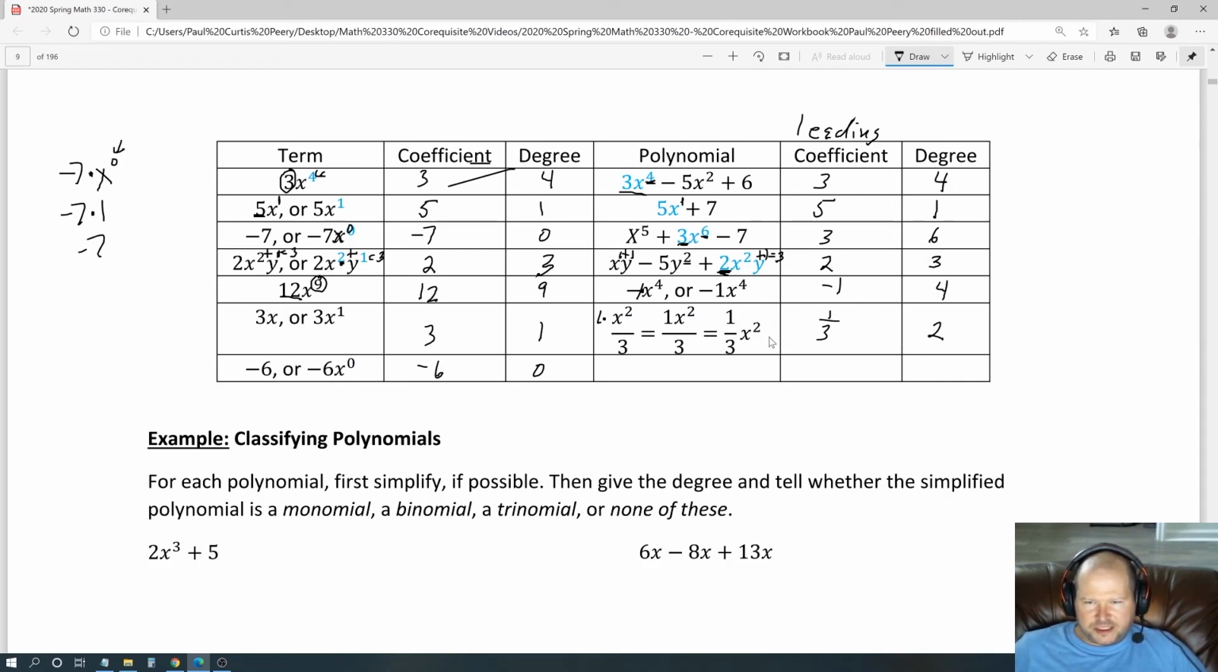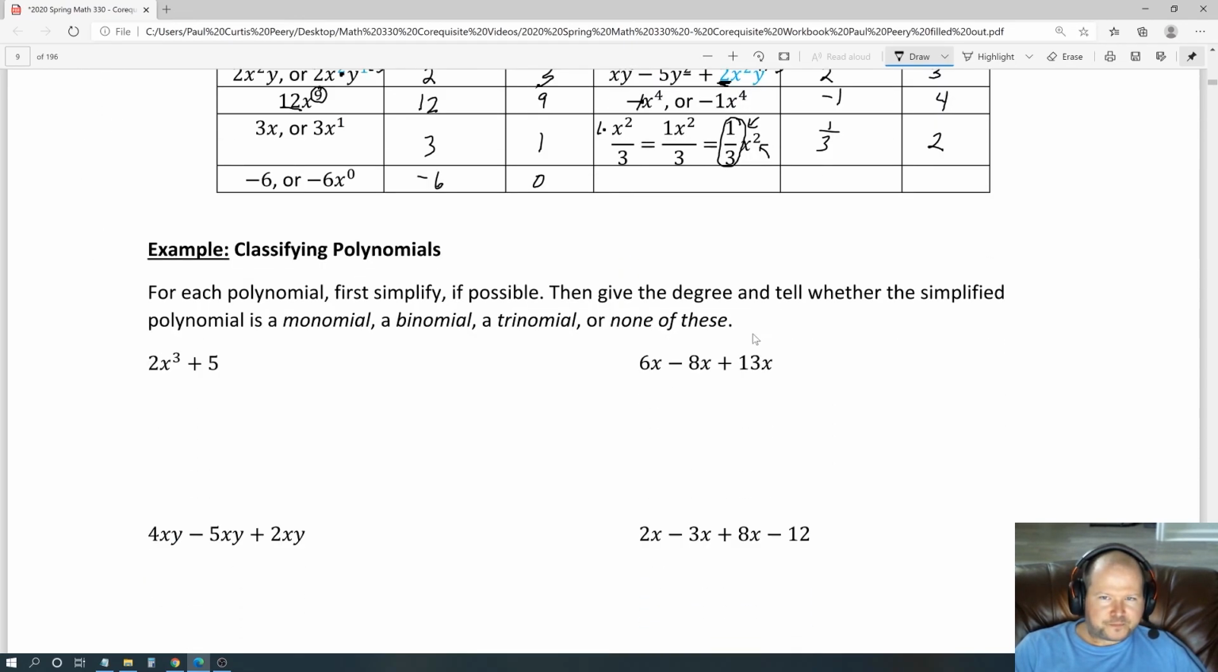Now I know this is kind of confusing because earlier I said it's not a polynomial if it has a fractional exponent. But this does not have a fractional exponent. This has a fractional coefficient. So it's still a polynomial if it has a fractional coefficient. It's not a polynomial if you have a fractional exponent. So if that was a 1/3 exponent, for instance, then it would not be a polynomial. But since it's a 2 exponent, it is a polynomial. So hopefully that makes sense.